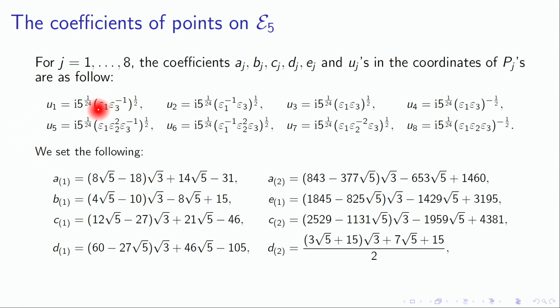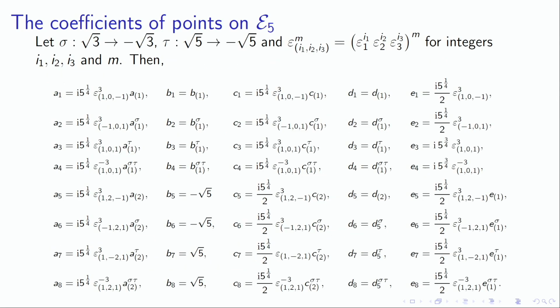If we let U1 to U8 be these complex numbers, which are all some multiples of units in the splitting field, and if we let this quantity be this complex number, then we have the coefficients listed here, which are practically very big complex numbers with nested radicals. So we try to show them by some notation.